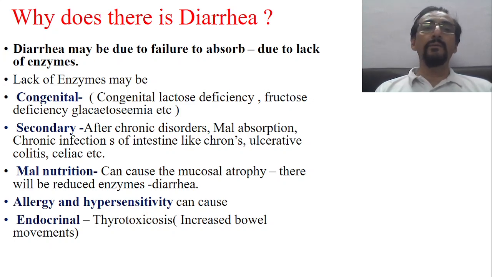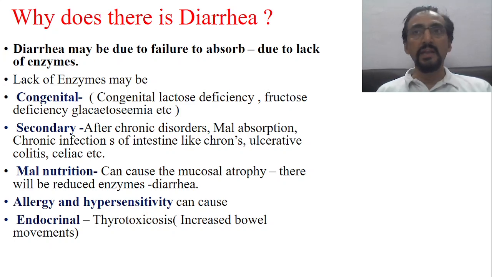Another way the lack of enzymes may lead to diarrhea: in the first example, congenital, suppose a person is genetically not having the lactase enzyme. Then if he takes lactose-rich food, the lactose will not be digested. It will pass through the intestine into the large intestine and come in contact with bacteria, and we know that lactose itself is an osmotic laxative, and there will be diarrhea.